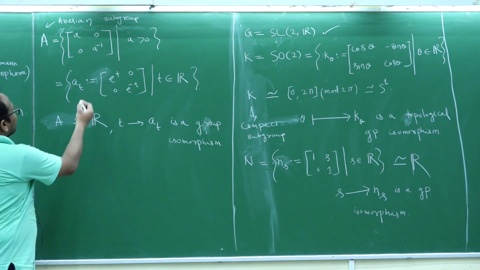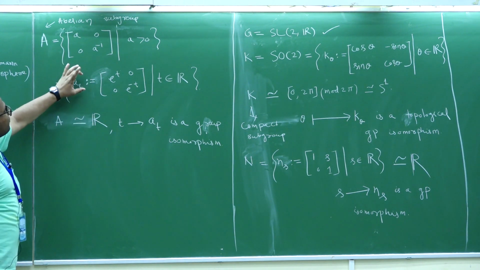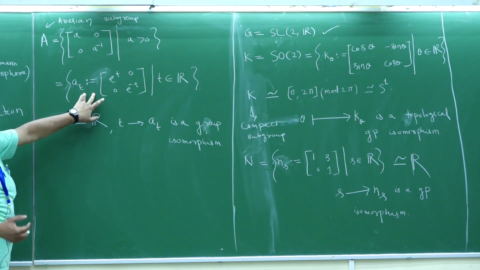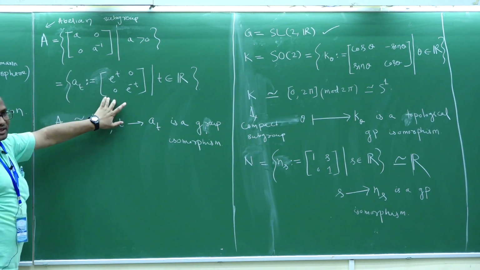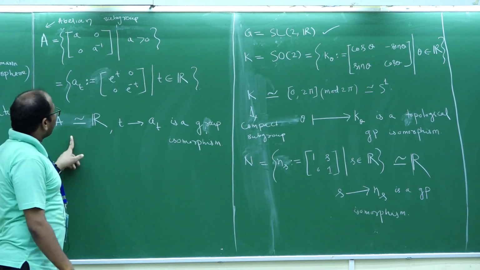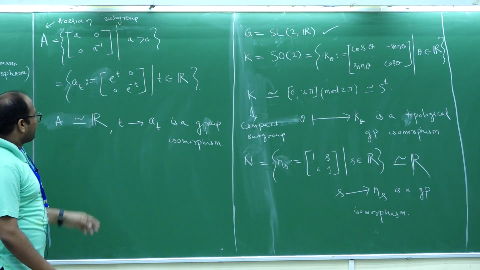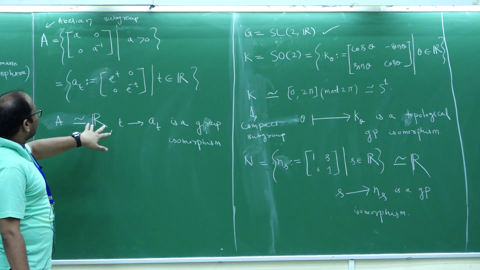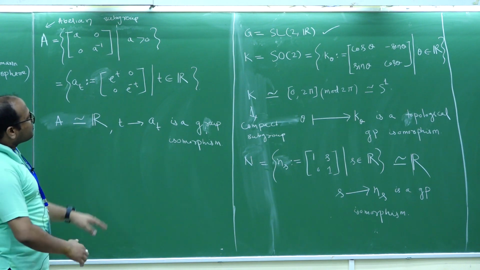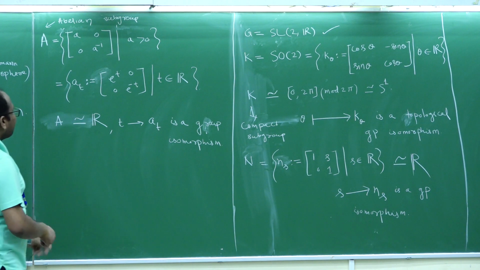By the way, this symbol, colon and equality, we will use whenever we define something. So this is the definition. And A is isomorphic to R, with t going to a_t being a group isomorphism. That means A is isomorphic to R as a group, and also as a topological group. So this A is abelian.